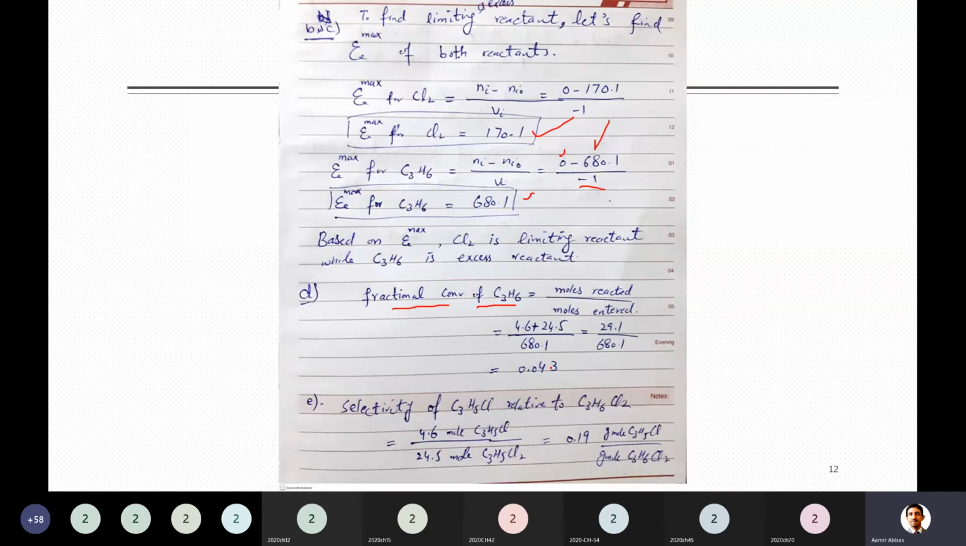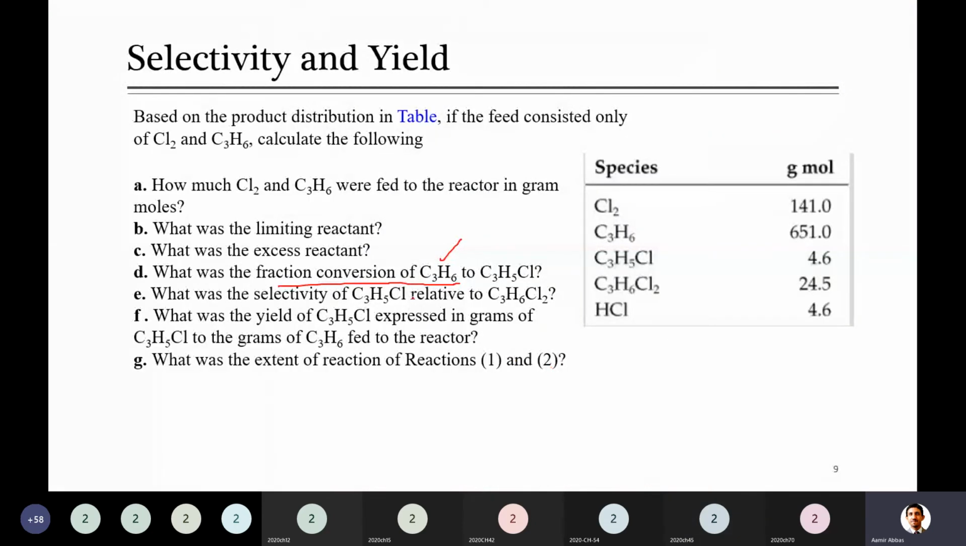If you look at the statement, go back and look, he said fractional conversion of C3H6 to C3H5Cl. So because C3H5Cl is produced in only the first reaction, it is better to do the calculation based on the first reaction only. So it will be 4.6 divided by overall entering, because this is produced in the system, so divided by the same value, only the top value changes, so we will correct this.